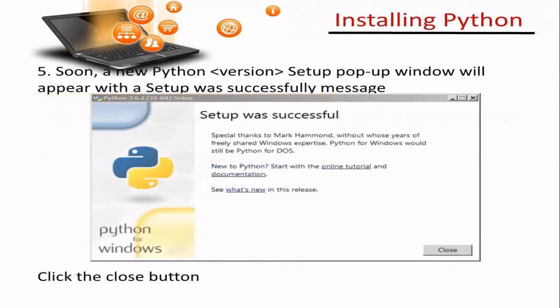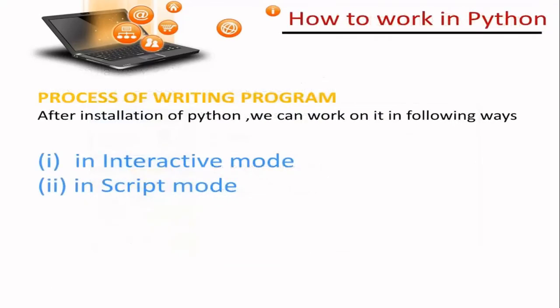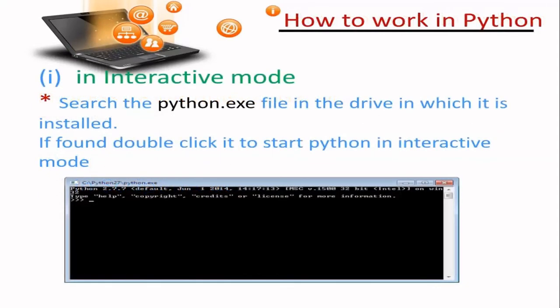Once Python is installed, you should know how to work in Python. There are 2 ways to work in Python. One is interactive mode and one is script mode. In interactive mode, you get the answers immediately as soon as you type them. This is the way you open interactive mode. You can see this black screen; that is the kind of prompt box you get.